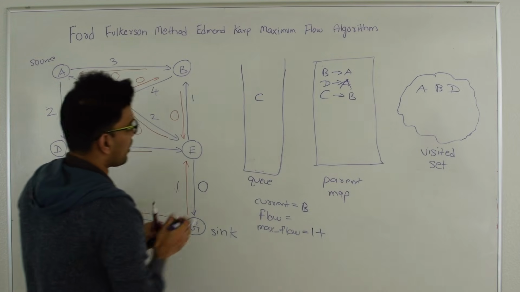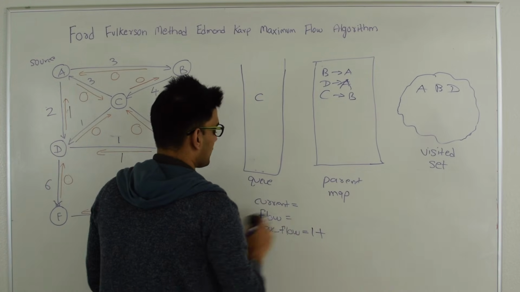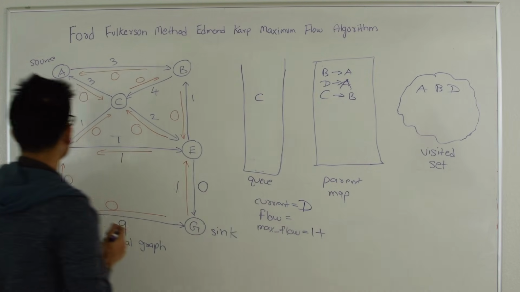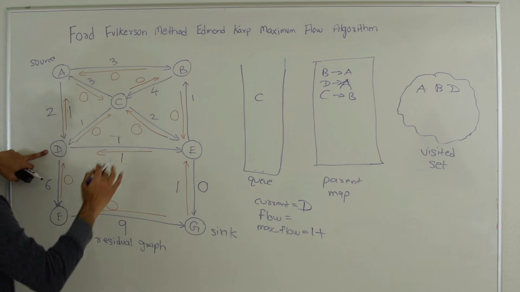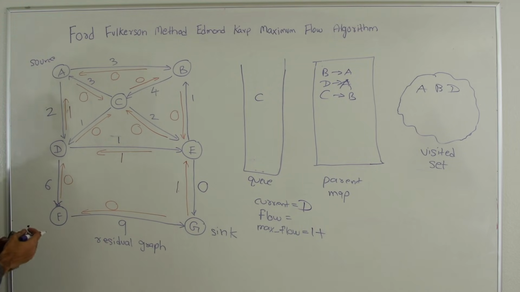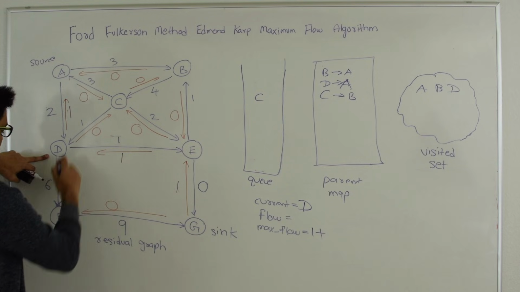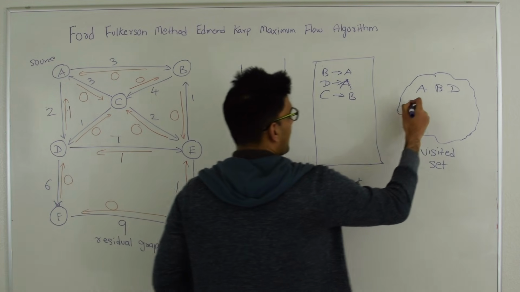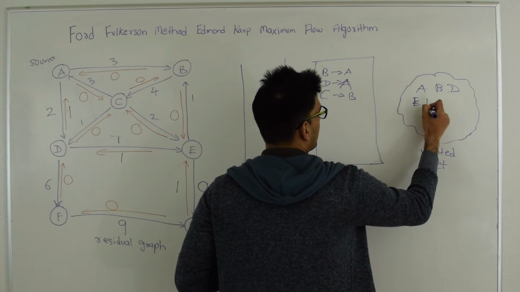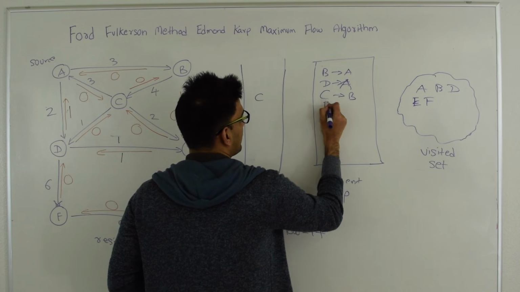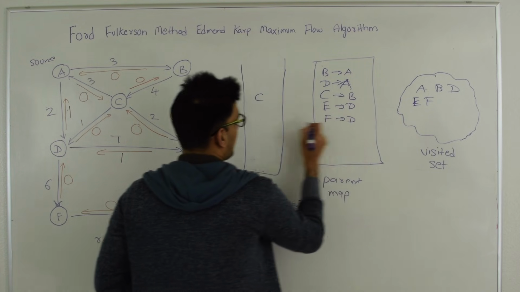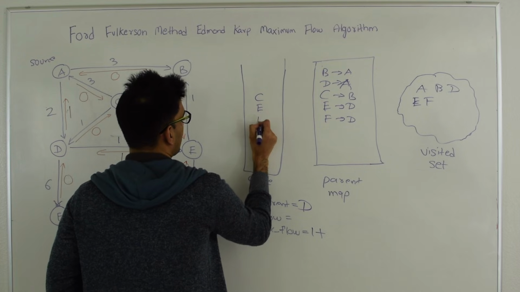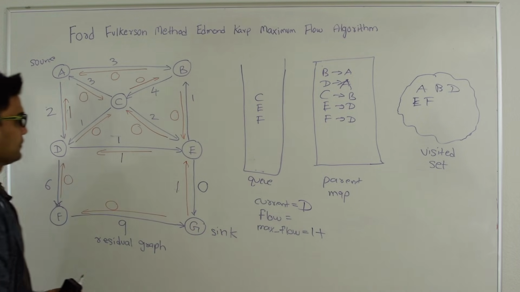So we again go to the top, get the top of the queue. So this time current becomes D. Look for the neighbors of D which are not visited and have residual capacity greater than 0. So that's E and F. So let's add E and F to our visited set. Say that E and F got introduced by D, and also add E and F into the queue.